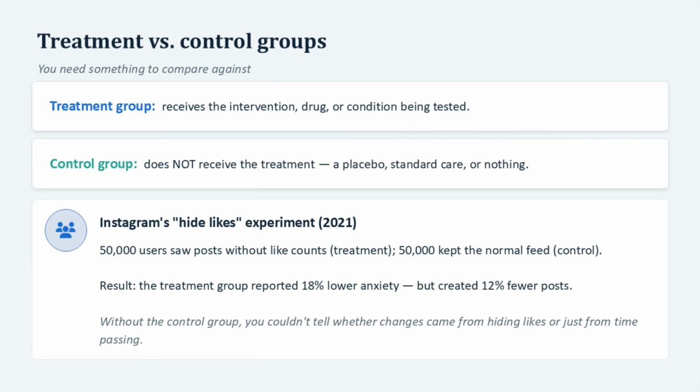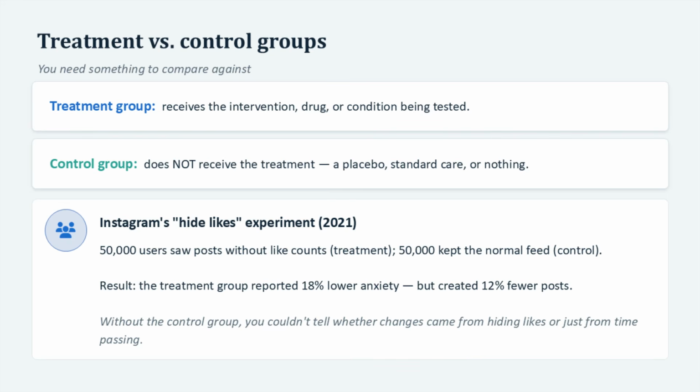Now, here's the question I really want you to think about. Why do we even need the control group? Why not just hide the likes for everybody? Wait a few months and see what happens. Here's why. Without the control group, you would have no way to know whether the change was actually caused by hiding the like counts. Maybe people's behavior changed naturally over those months. Maybe something else happened on the platform. Maybe people's mood changed for a completely unrelated reason.